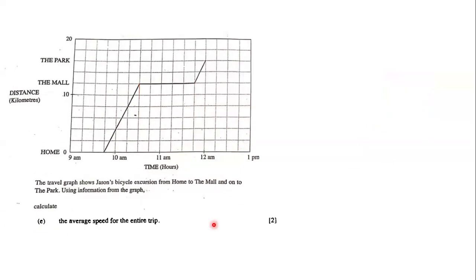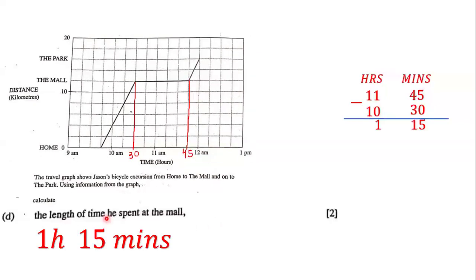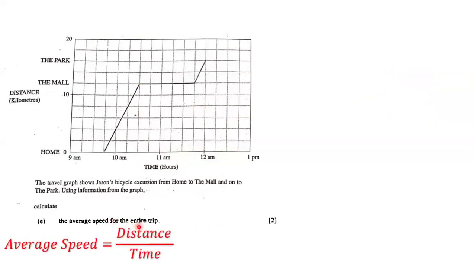Next, we have to determine the average speed for the entire trip. Now, average speed is equal to distance divided by time. And what is the distance? Well, the distance from home to the park is 16, because this is 2, 4, 6, 8, 10, 12, 14, 16. So it's 16 kilometers. But what is the time taken? Well, the time taken, we have to subtract.